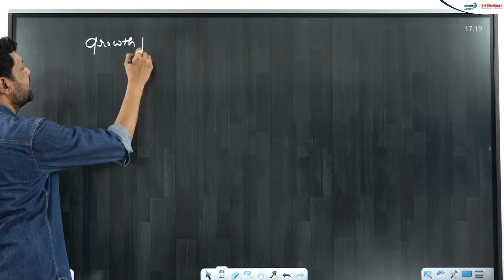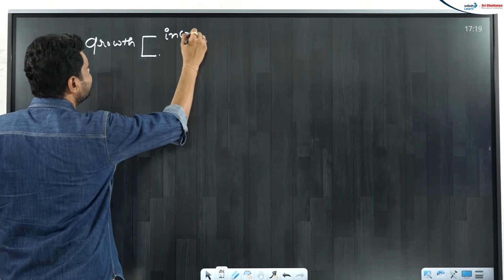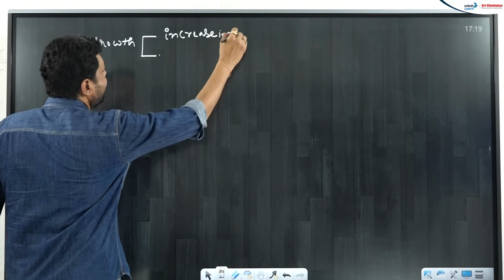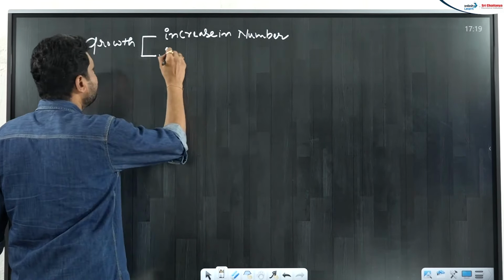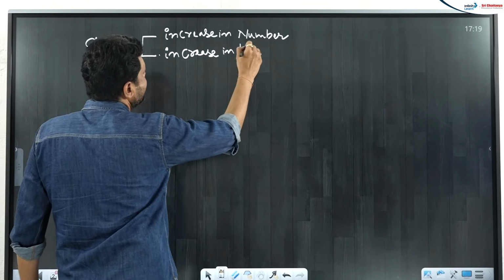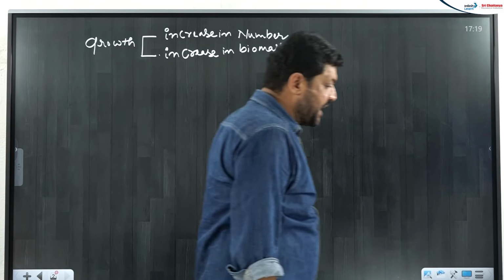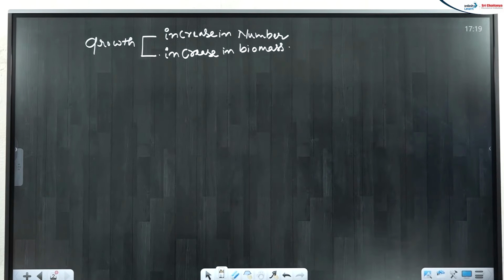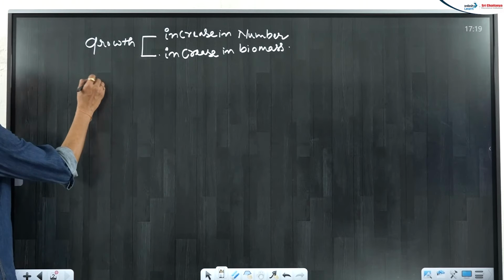So let us see the growth characters. Growth is the fundamental character. It has twin characters: increase in number of cells, increase in biomass. Clear? What are the twin characters of growth? This is one PYQ. The twin characters of growth are increase in number of cells and increase in biomass.